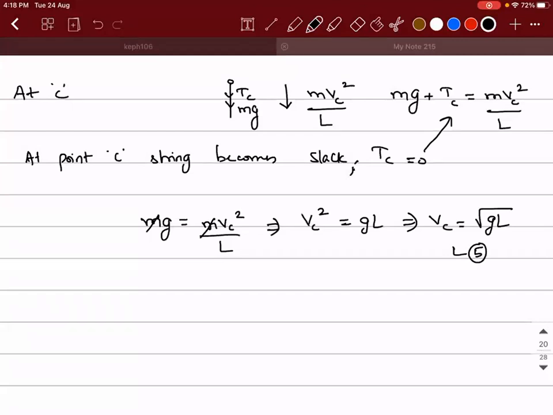So at point C, our job was very easy. What did we do? By just using Newton's law, we got the answer for the velocity at point C, the speed of the particle at point C. It is root of g into L.